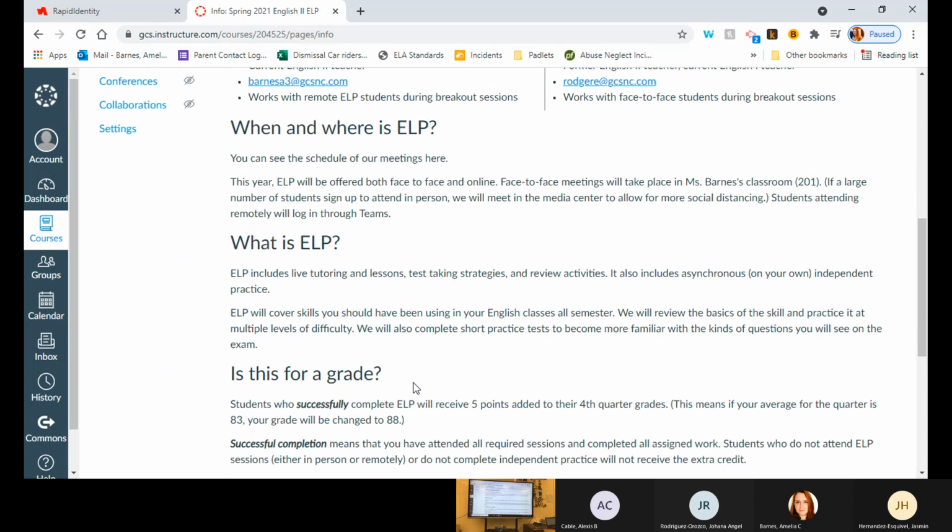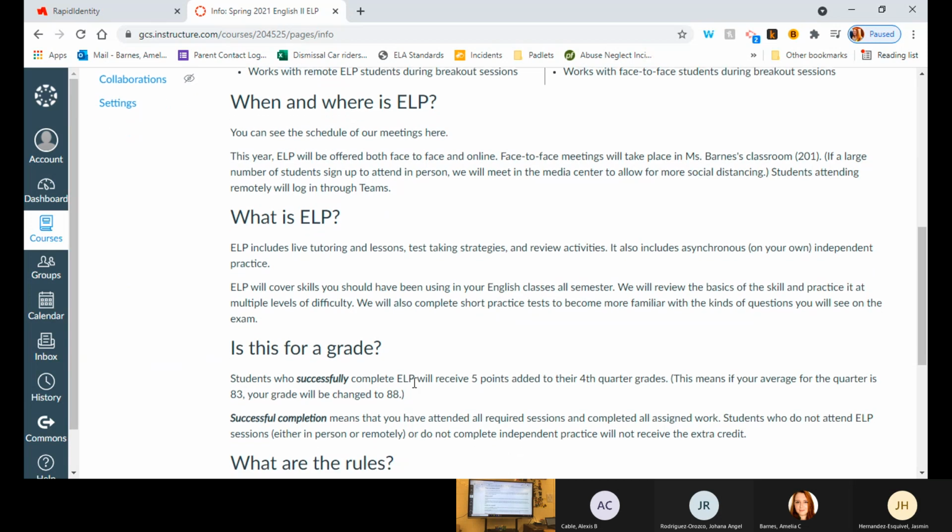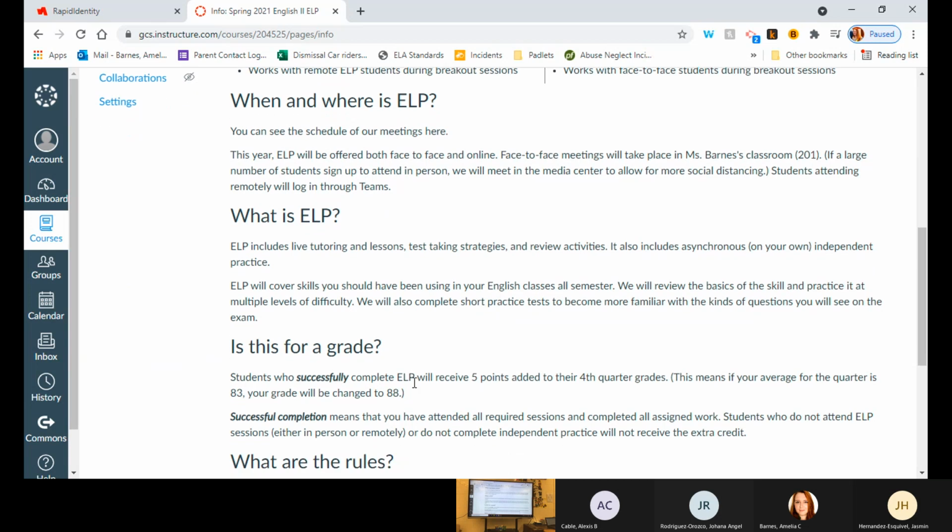It's going to happen face-to-face in my classroom. If, for some reason, we have so many people show up one day that we need more space to be safe, then we will move to the media center. Or you can attend on Teams. Either one is fine. You don't have to attend the same way every week. So if some weeks you want to come in person, some weeks you want to attend online, that's totally okay as long as you can join right at 4:30.